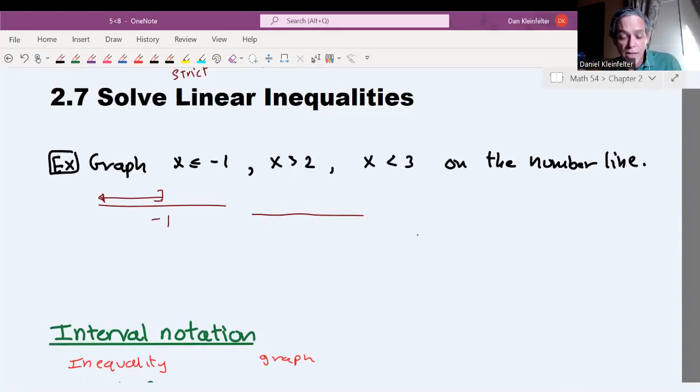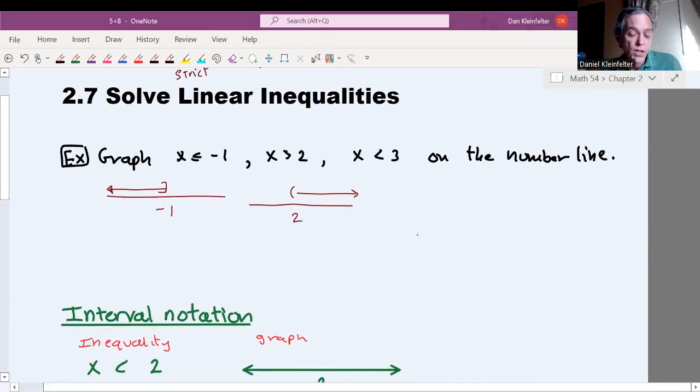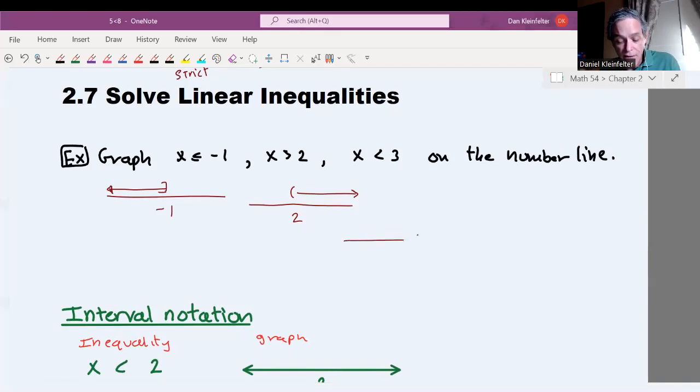For the numbers greater than 2, that would be the numbers from 2 to the right. You'll notice in here that I've got a square bracket on the less than or equal to, and then on the one where it's strictly greater, a parenthesis. You'll find that that's always the case. We use square brackets when there's the "or equal to" case, parenthesis when it's not. For x less than 3, those would be the numbers smaller than 3 on the number line, so anything to the left of 3. And again, here I'm using a parenthesis because 3 itself is not included.